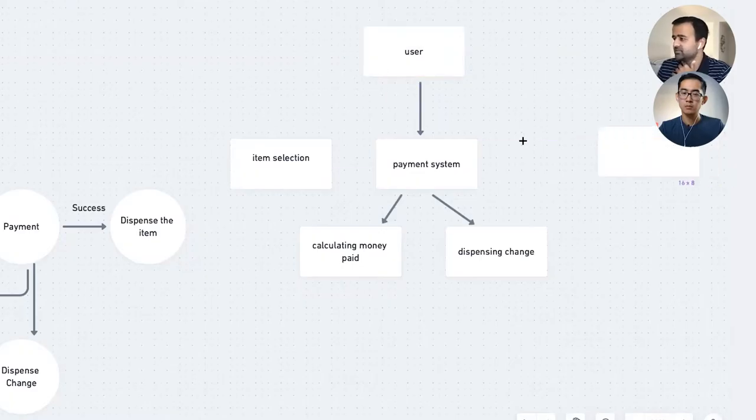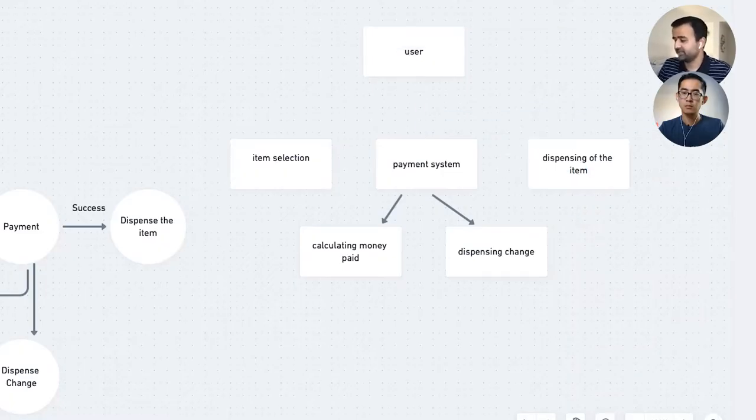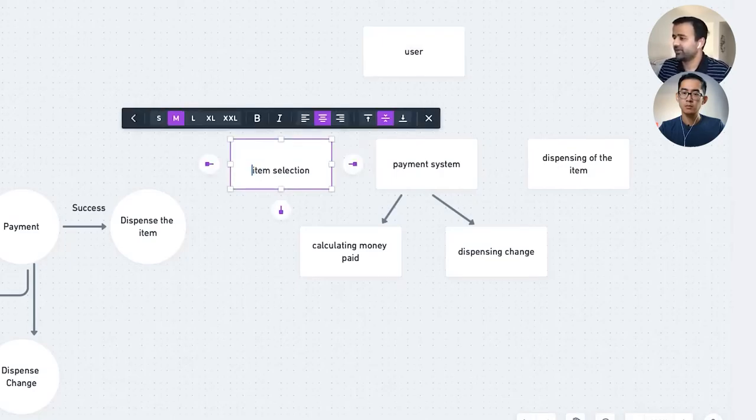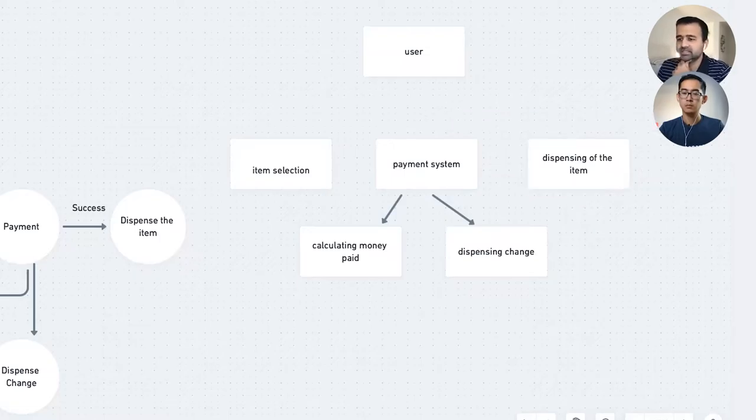The next part in the system is your dispensing of the item itself, right? So basically, the idea of this system is that when an item is selected, it will make those physical mechanical movements to be able to dispense that item out to the user, right? So this, at a high level, will encompass the whole vending machine, right?